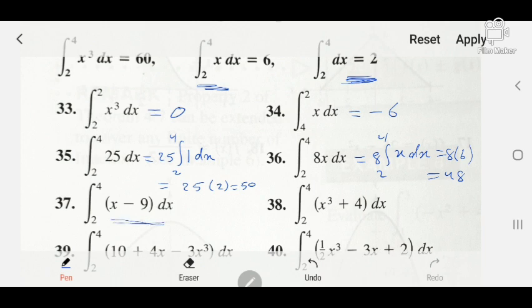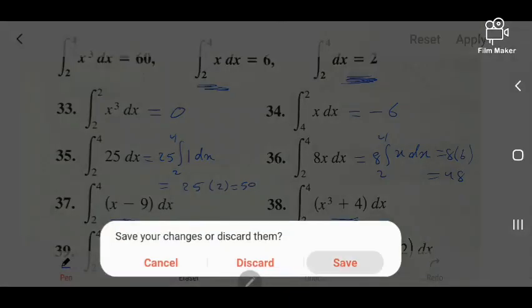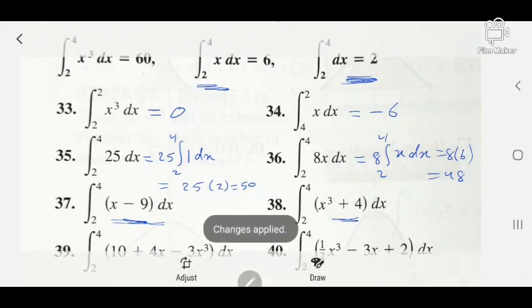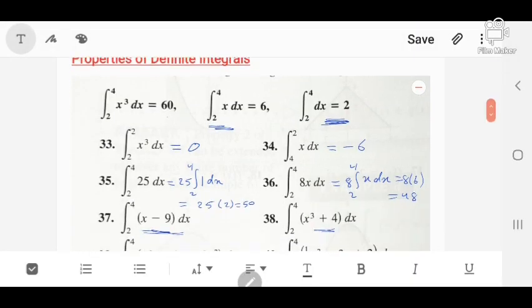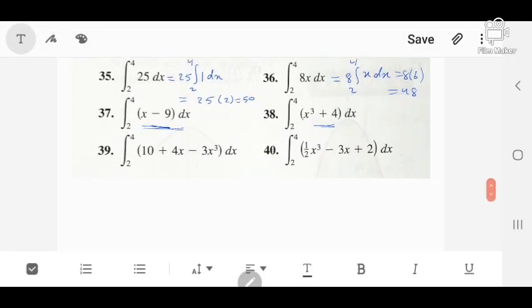This is subtraction, so I can distribute the integration. Addition, I can do the same thing. Same thing in numbers 39 and 40. Let's do that in more details. So let's try question 37 in details.